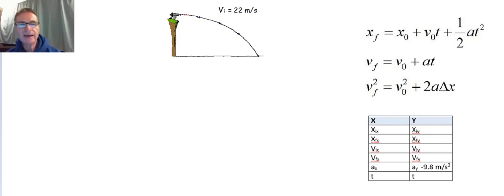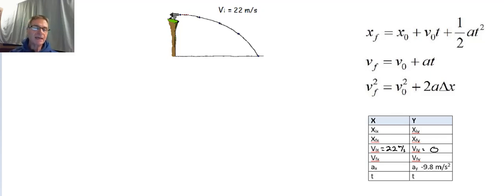I've got a cannon up at the top of a cliff. This is a classic physics problem. The initial velocity is going to be 22 meters per second. Now notice that the initial velocity in this problem is in the X dimension only. So I'm going to start filling in my data. My initial velocity in the X dimension is 22 meters per second. What's the initial velocity in the Y dimension? Well, it's 0. I do not have any initial velocity in the Y dimension.